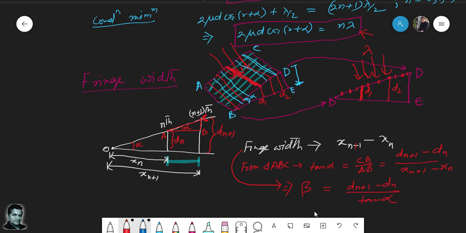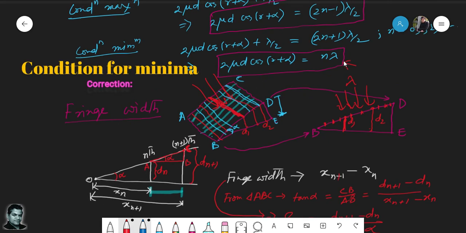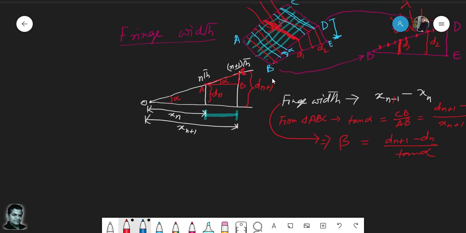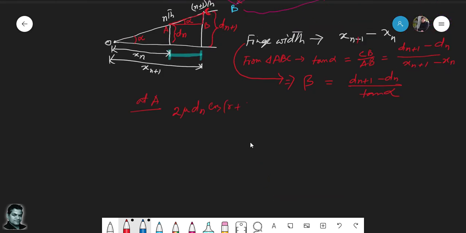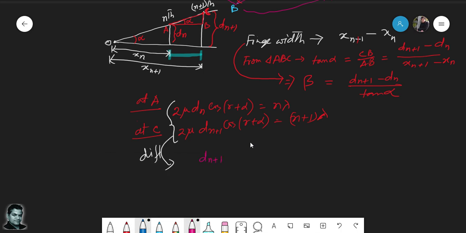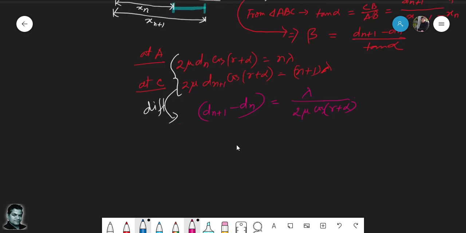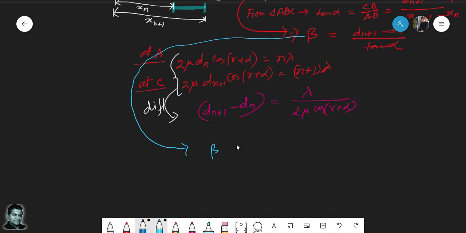Now how much is dn plus 1 minus dn? That you can calculate from the condition for the maxima. At these two points A and C, we said the minima or the dark fringes are there. So at A, the condition is 2 mu dn cos(r plus alpha) is equal to n lambda. And at point C, the condition is 2 mu dn plus 1 cos(r plus alpha) is equal to n plus 1 lambda. Taking the difference between these two, dn plus 1 minus dn is equal to lambda by 2 mu cos(r plus alpha). So finally, fringe width beta is equal to lambda by 2 mu cos(r plus alpha) tan alpha.